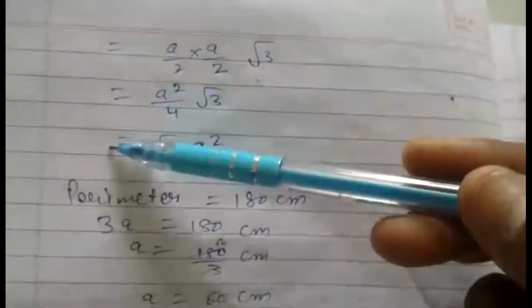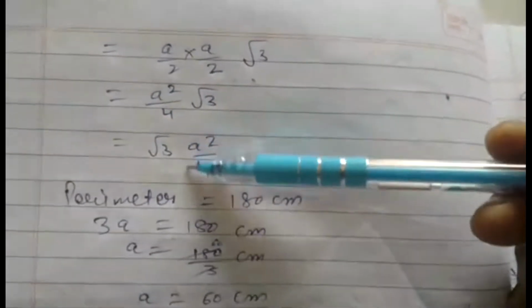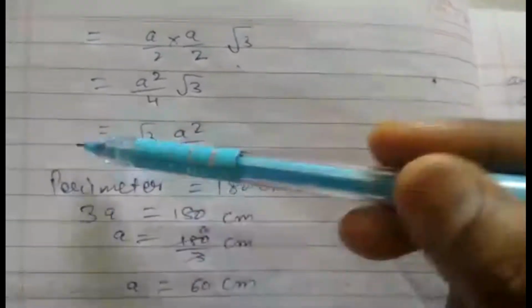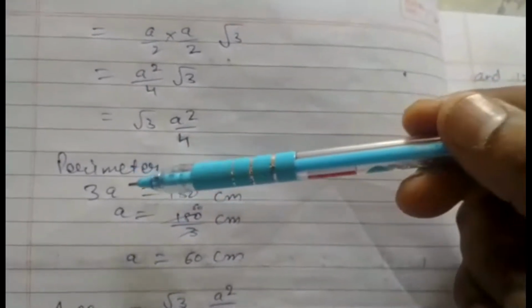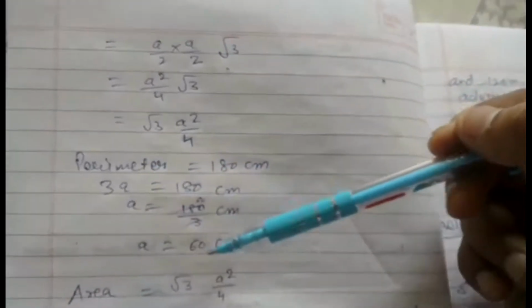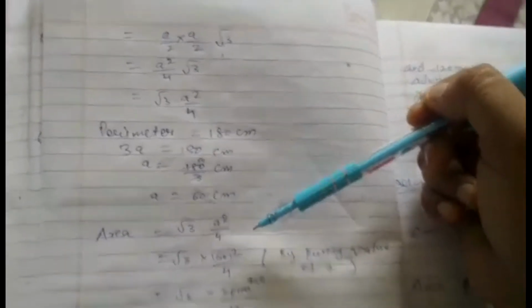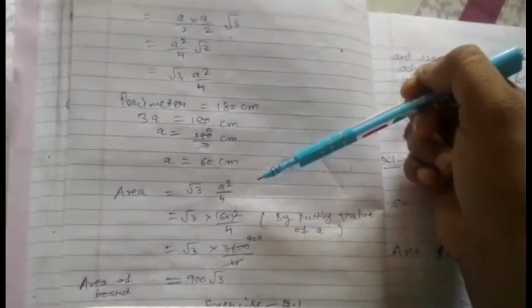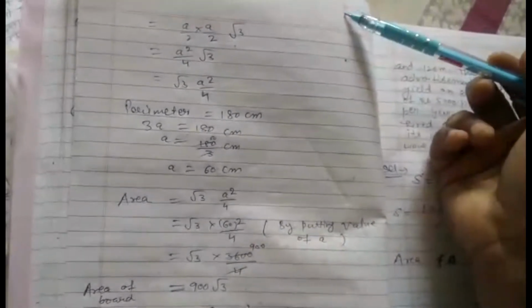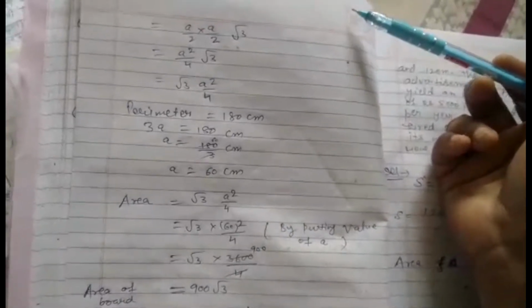So this is the area, but if we put the value of A, then we will find the proper area. The perimeter is given as 180 centimeter and we have perimeter 3A. By this we will get the value of A. Now this value we will put in the area. So we will get the area of the board, that is 900 under root 3. So this is question number 1.